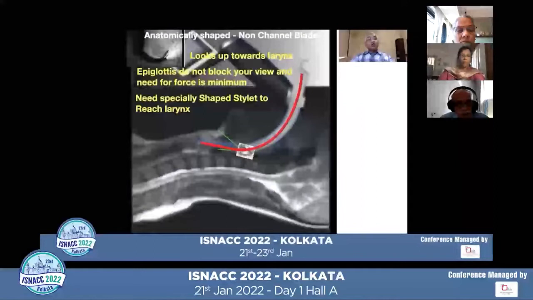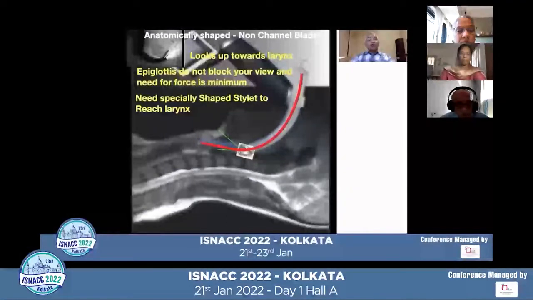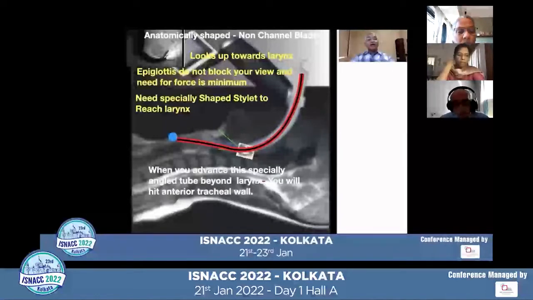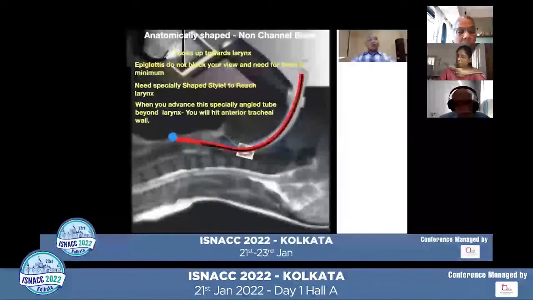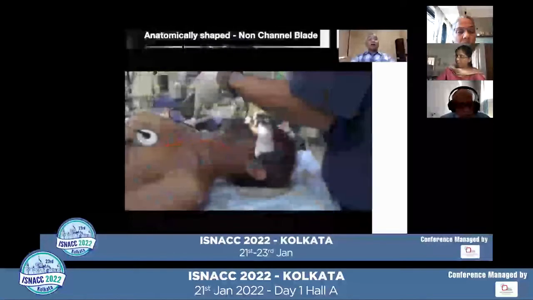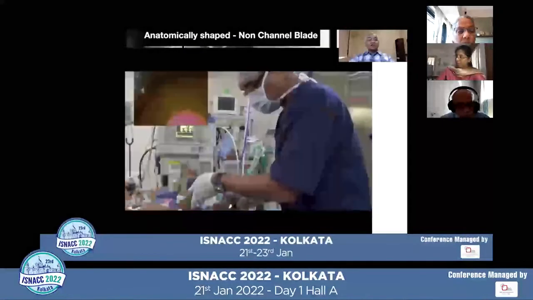Once you reach the larynx with the hyperangulated stylet and the stylated endotracheal tube, if you push it further, it will hit the anterior tracheal wall and you might feel impingement or you may create trauma. So to avoid that, what you need to do is withdraw the stylet outside the larynx and only push the endotracheal tube without the stylet into the larynx, and this is very, very essential.